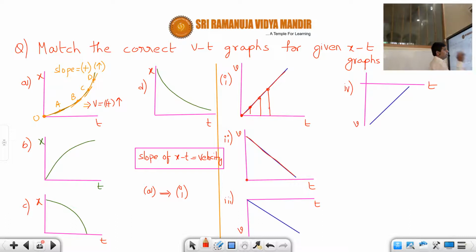Here we should not see the slope. Please be careful, students. You have to be very attentive. Here as time increases, 1, 2, 3, the velocity will increase, 1, 2, 3 like this. So the velocity should be positive and increasing.